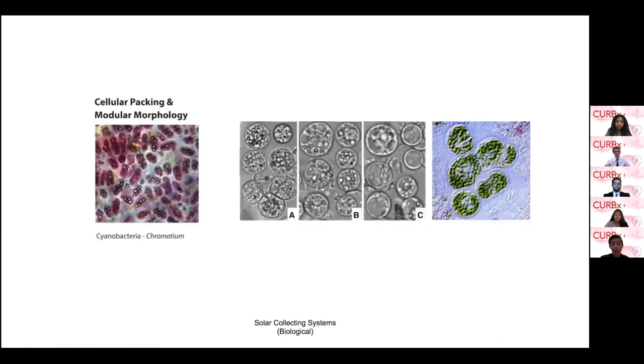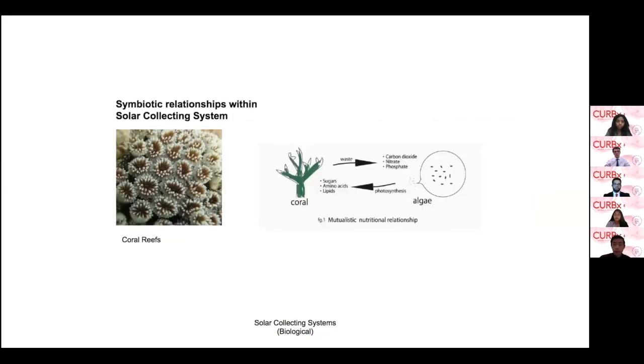And the next precedent that we looked at is cyanobacteria and how it packs cells closer to each other to combine efficiency in transferring energy and also working together as a group of cells. This also inspired us to look into coral reefs and how they have this symbiotic solar collecting system with algae, where algae produce photosynthesis that provides energy for the coral reefs, and in turn the coral creates carbon dioxide and nutrients for the algae. So it's like a connected system.